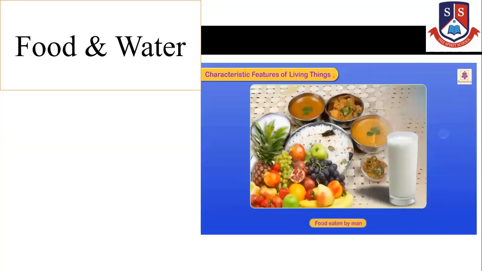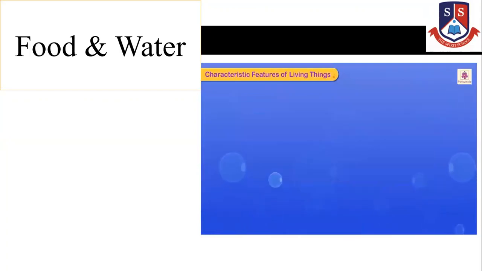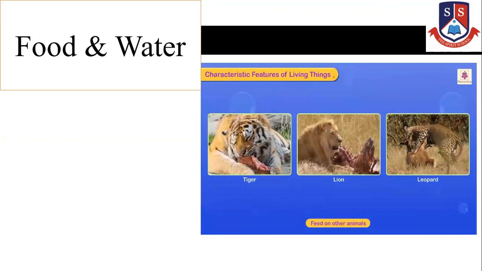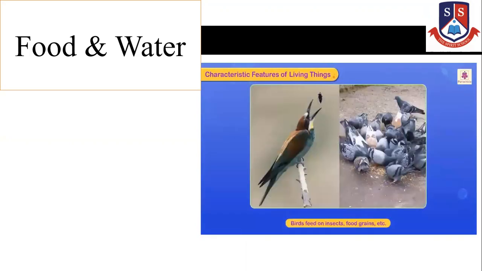These are some food products eaten by man. Cows, deer, etc. feed on grass. Tigers, lions, leopards, etc. feed on other animals such as zebra, deer, and bison. Birds feed on insects, food grains, etc.